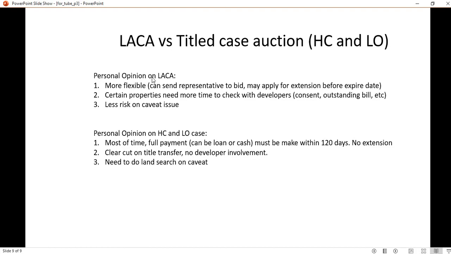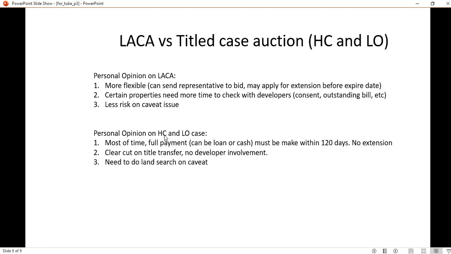This is my personal opinion, my personal view of LACA cases. It may not be true, but that is how I felt. In terms of LACA cases, they are more flexible. You can send a representative to bid. You may apply for an extension before the expiry date of 120 days or 90 days with valid reasons. There are some properties that need more time to check with the developer, the consent, the outstanding bill, so you need to get involved with the developer. There is less risk on the caveat issues because it's a master title.